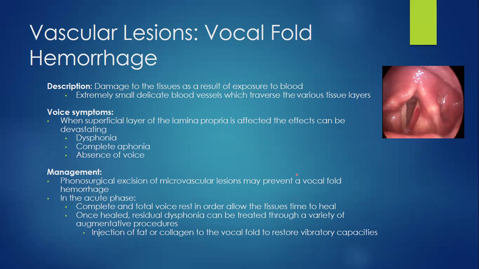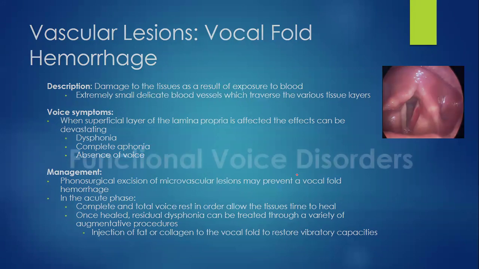When the superficial layer of the lamina propria is affected, it can have devastating effects, including the person having dysphonia, which is just difficulty with the voice or problems phonating, so problems producing voice, or complete aphonia, which is where they're not able to produce voice at all. And for management, phonosurgery, and in the acute phases, complete and total vocal rest in order to allow the tissues to heal.